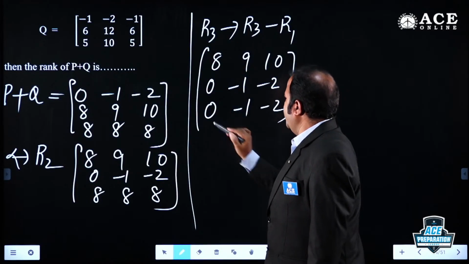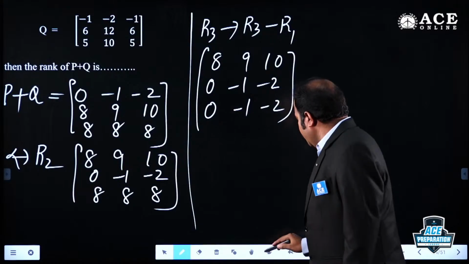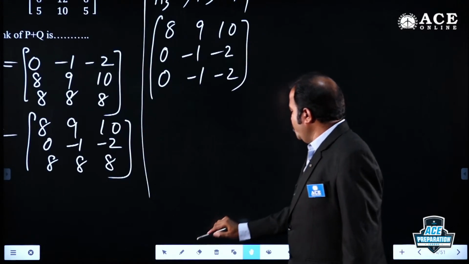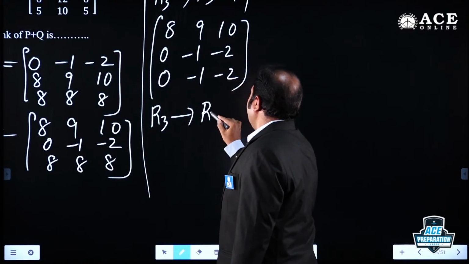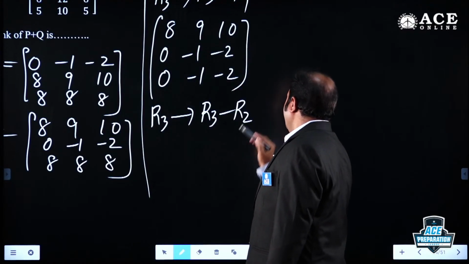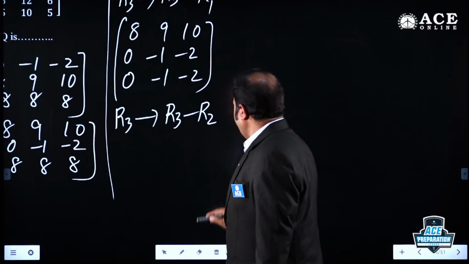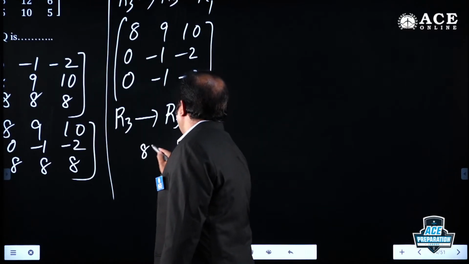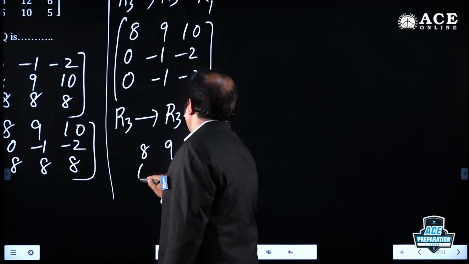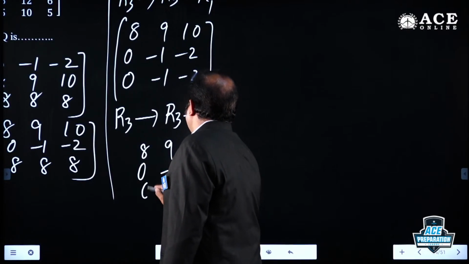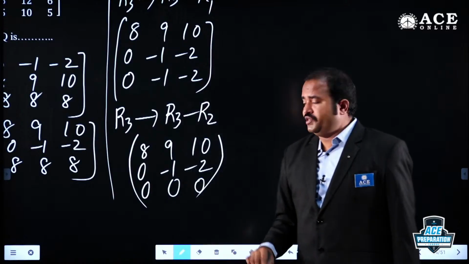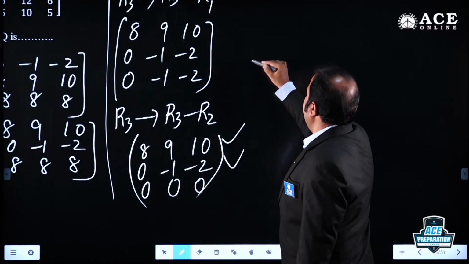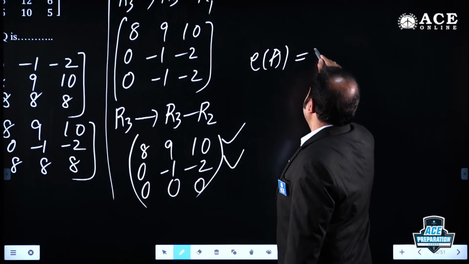Still not in the echelon form, right? So the next step is what? I am going to perform the operation R3 changes to R3 minus R2 only. By performing this operation, this is going to be 8, 9, 10, 0, minus 1, minus 2, 0, 0, 0 only, right? Therefore, what is the rank of the matrix? There are 2 non-zero rows, so rank of A equals 2 only.